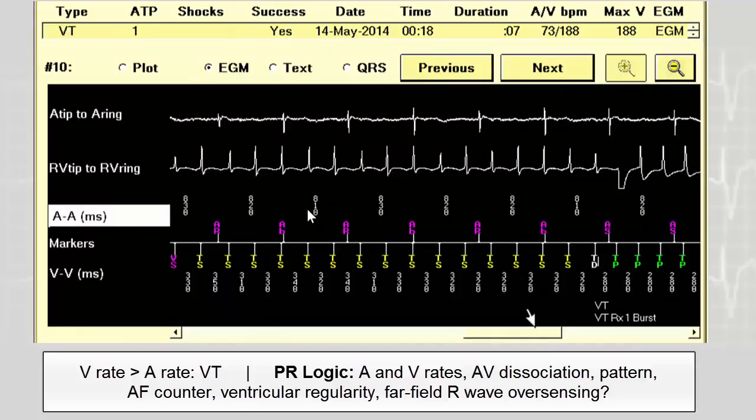On the EGM, we can see that this is a real ventricular tachycardia with a ventricular rate faster than the atrial one. Here, the initial detection of the VT and then a burst is delivered.